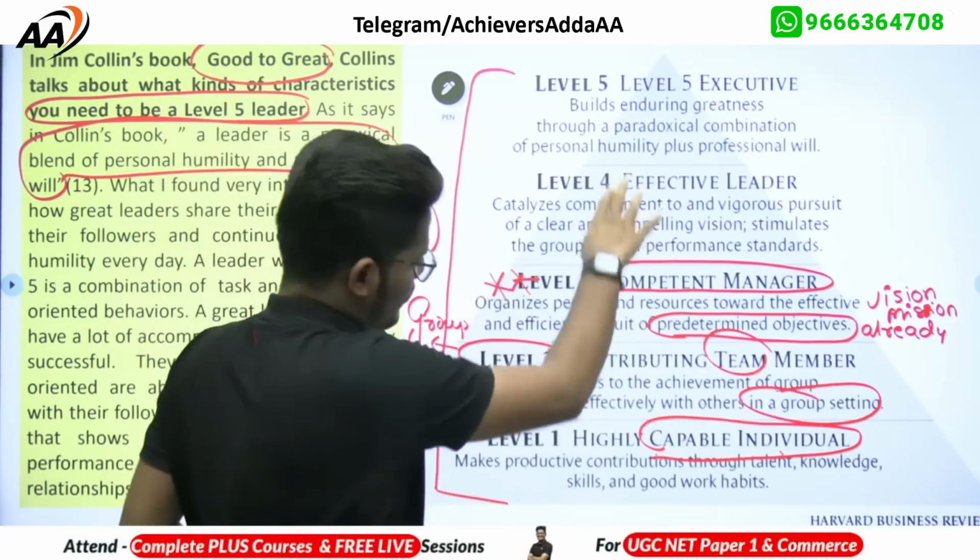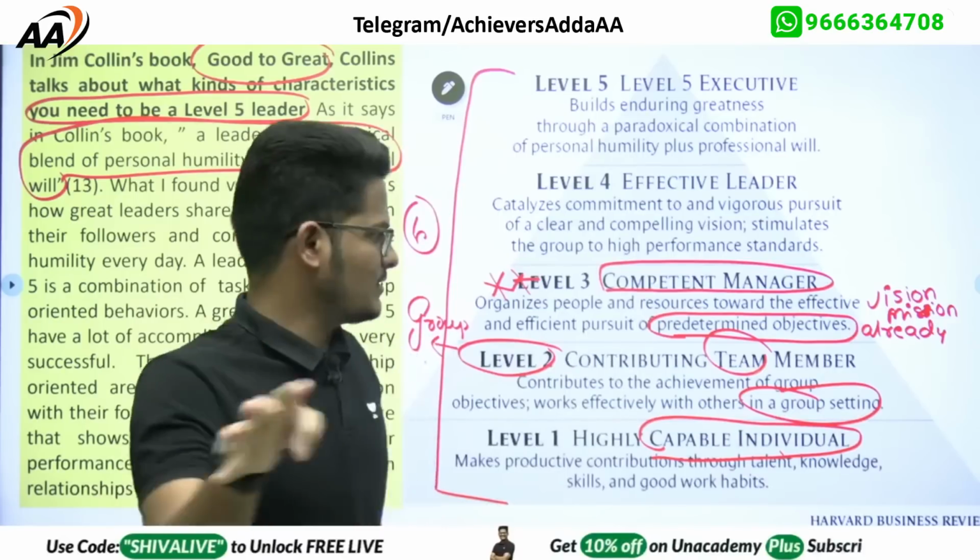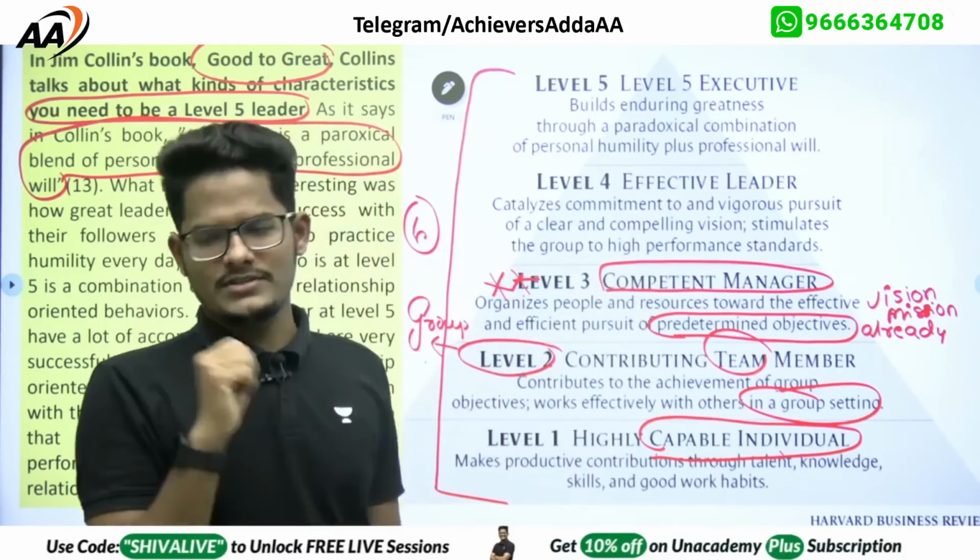They asked about a competent manager in the question. There were 4 options, so there will be confusion. Out of those, level number 3 is the competent manager, which we need to choose.